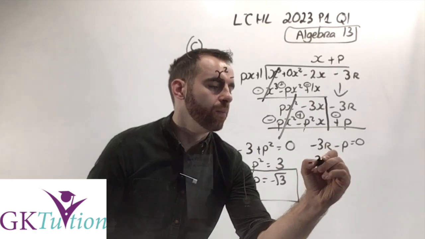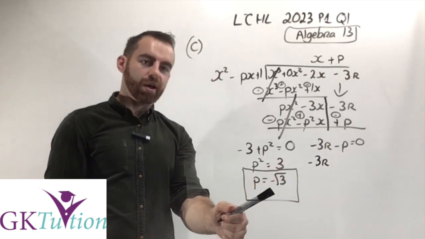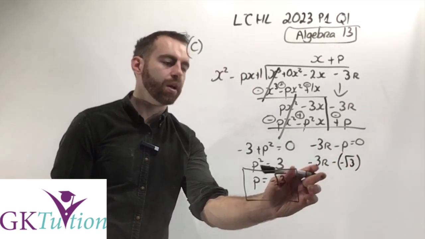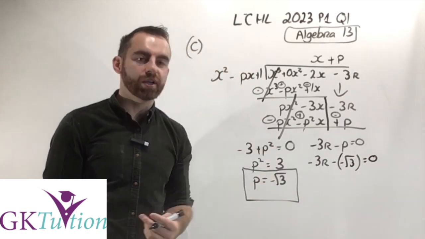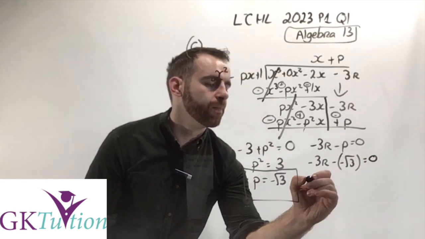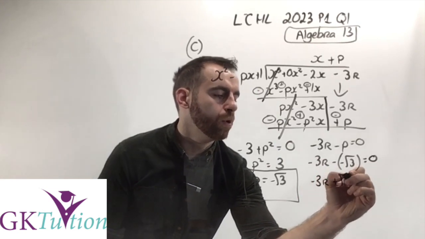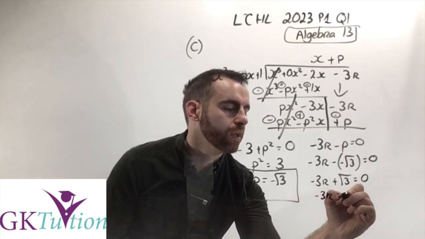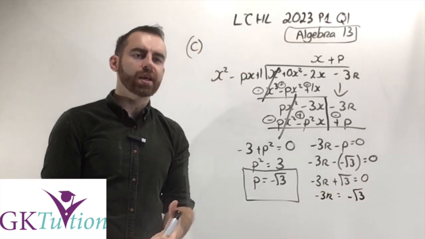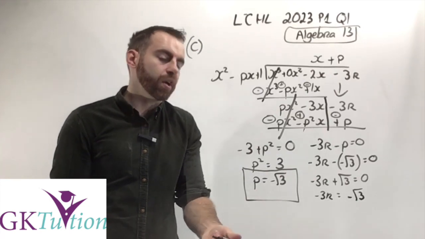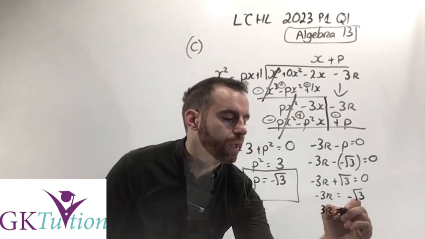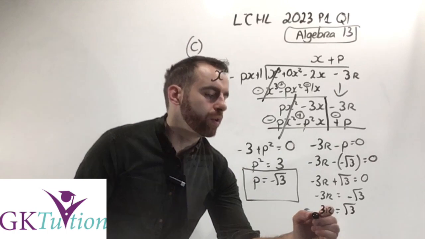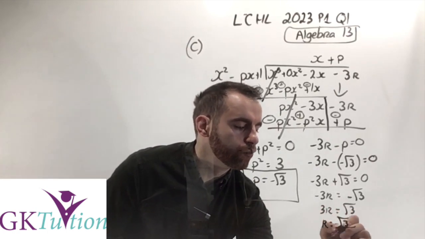So on the left hand side I have minus 3r, and minus p, well obviously that's actually just minus root 3. We're just subbing in the answer we got here over here. And you'll notice now that we've got one equation and one unknown, which means it's simple enough to solve this. So minus by minus gives me plus root 3. I'll simply subtract root 3 from both sides, and I get minus 3r equals minus root 3. Now, since they're both negative, I might multiply both sides by minus 1, and I'll get 3r equals root 3. And finally, to get r on its own, simply divide both sides by 3, and your answer is r is equal to root 3 over 3.